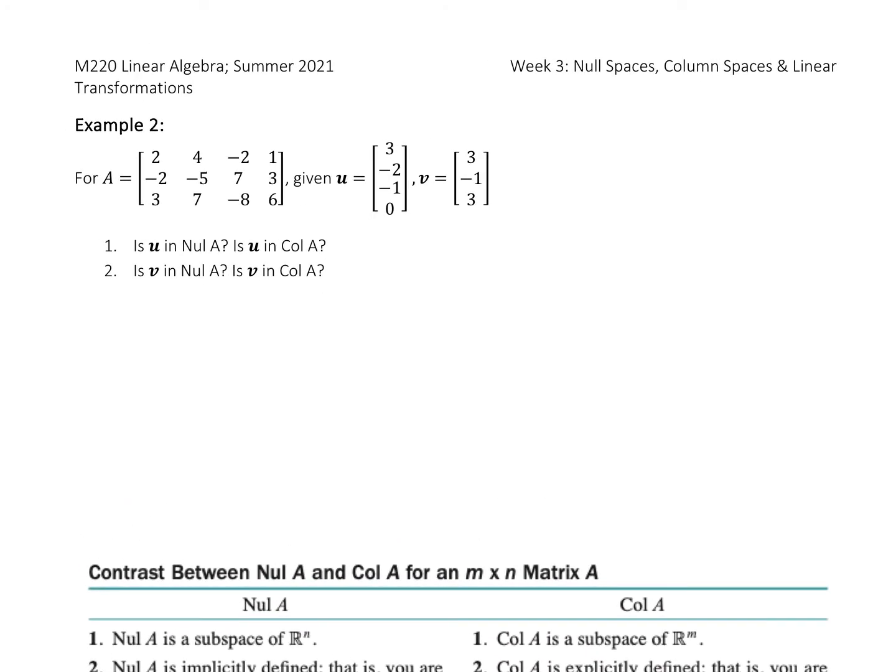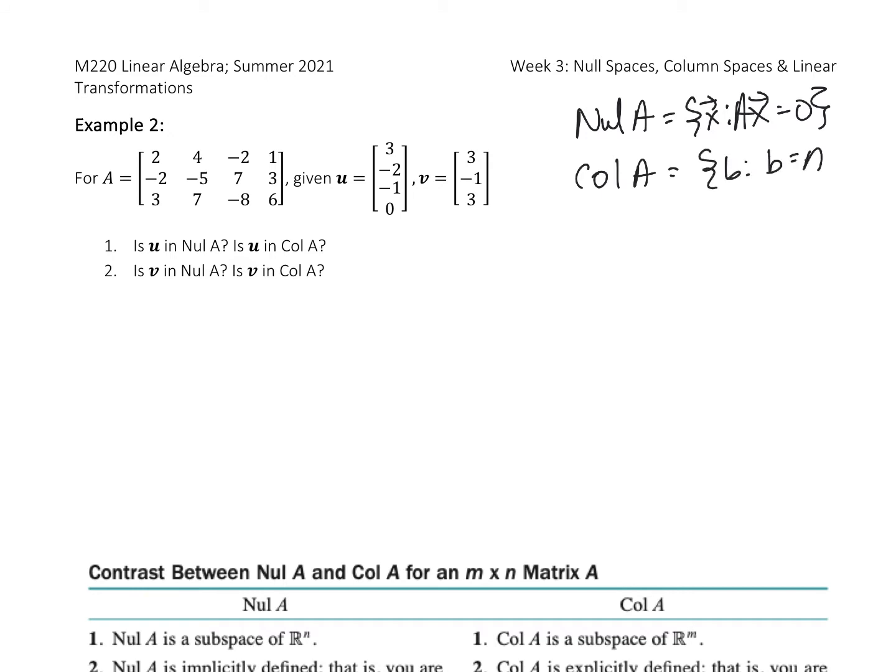So here's this example. Here's my matrix A. I have a U and I have a V. Again, just to remind us, the null space of A is the set of all x's that satisfy Ax equals 0. And our column space is the set of all b's that satisfy b equals Ax, or in other words, it is the linear combination of the vectors of A.